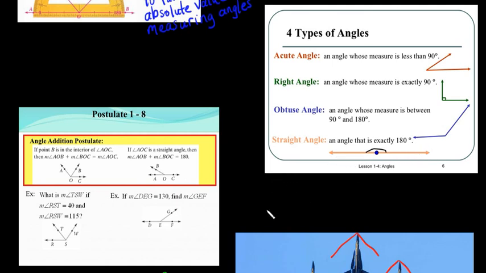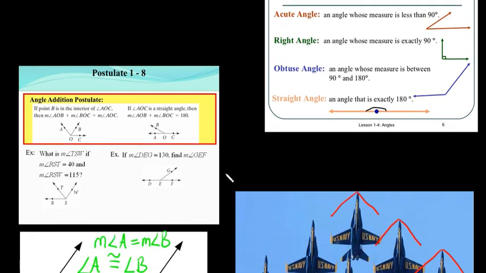Now, postulate 1.8 deals with these angles. It's the angle addition postulate. And it simply says if a point B, right here, is in the interior, that means the inside of angle AOC, then the measurement of angle AOB plus the measurement of angle BOC is going to equal the measurement of the biggest angle, AOC. And if angle AOC, notice, is a straight line, then the measurement of angle AOB and BOC equals 180 degrees. And you could use this to figure out different angles if you know one, just like these examples show you. We're not going to work those out right now. We'll be working those out in class.